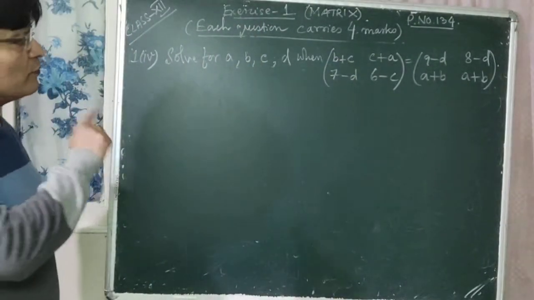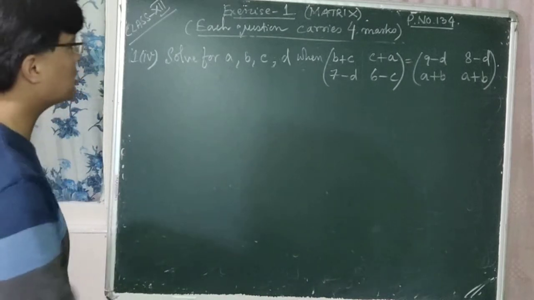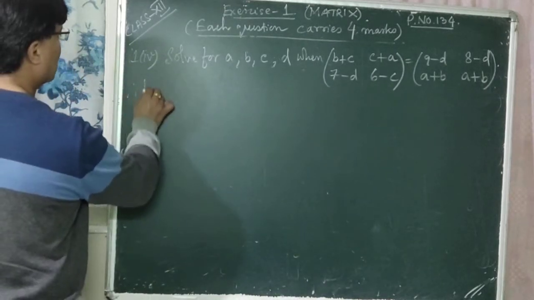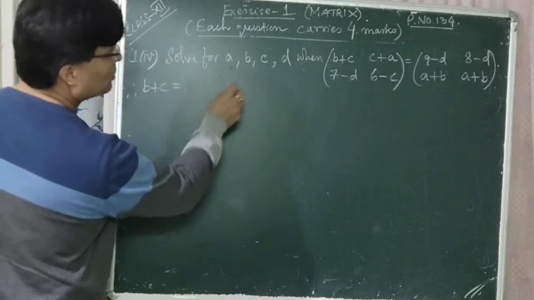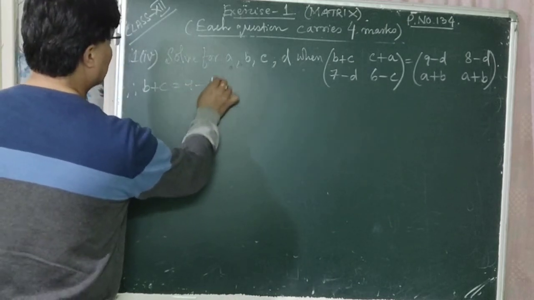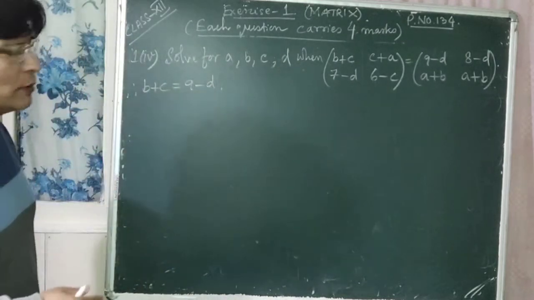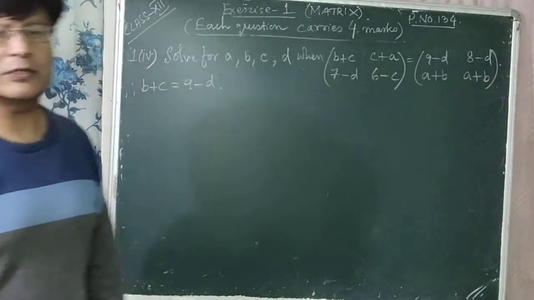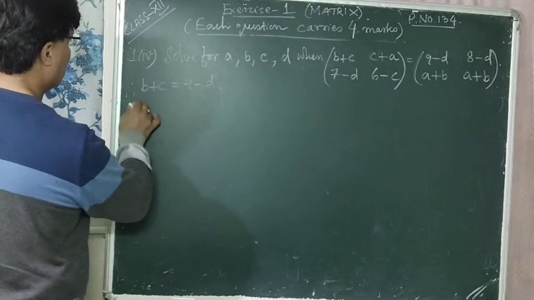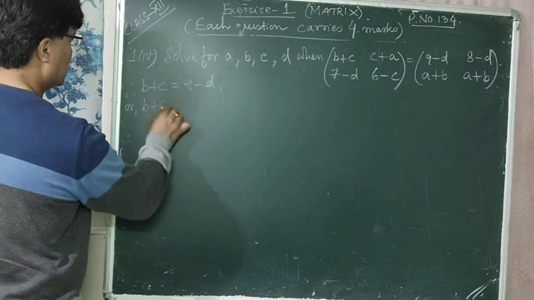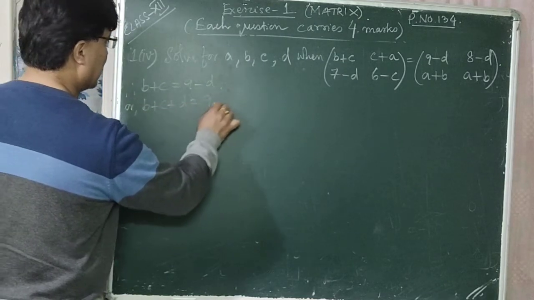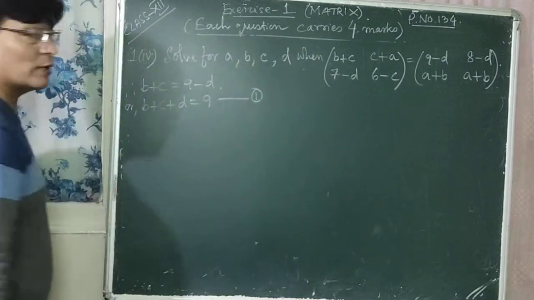So in the first row, first element is equal to first element from both the sides. So you can equate it. So b plus c is equal to what? It is 9 minus d. So in the first row, the first element on both the sides are equated. Okay. So or b plus c plus d is equal to 9. Suppose this is equation 1.